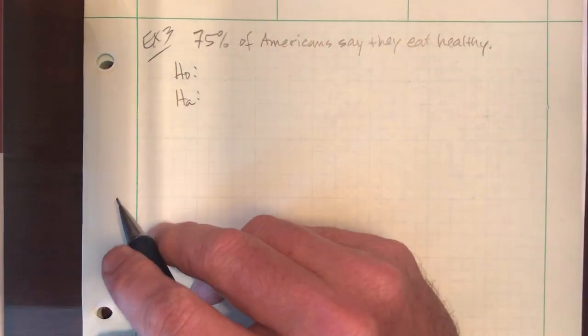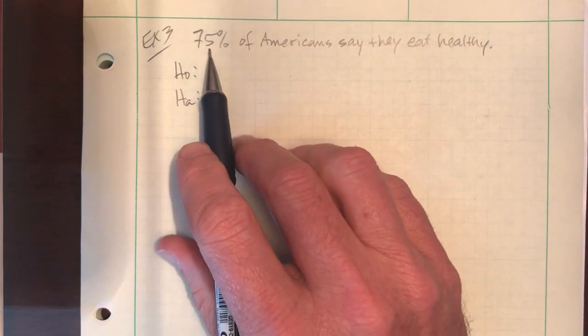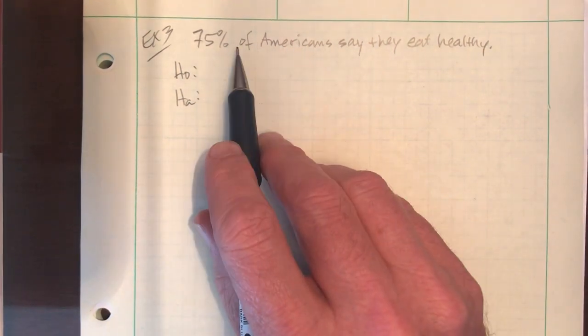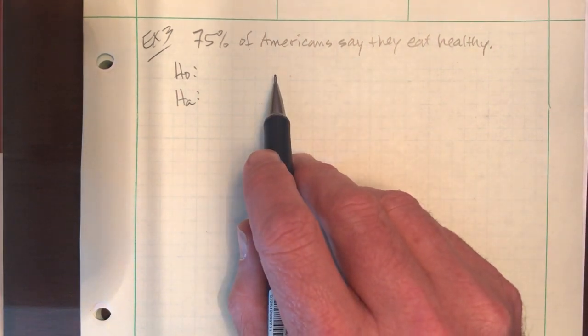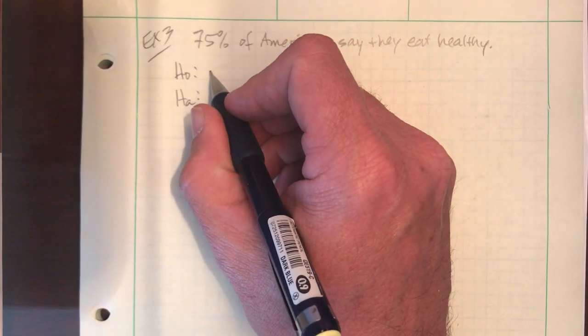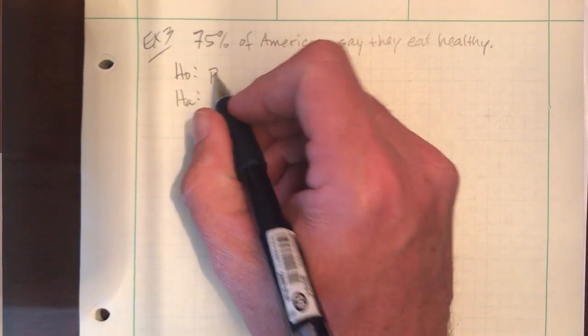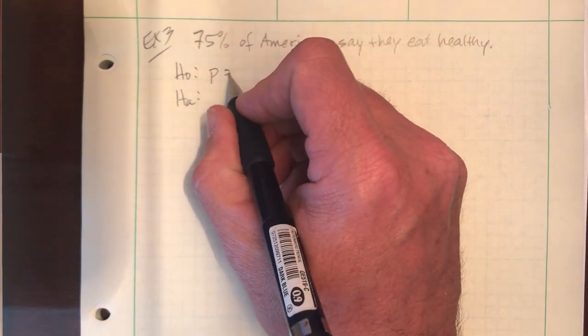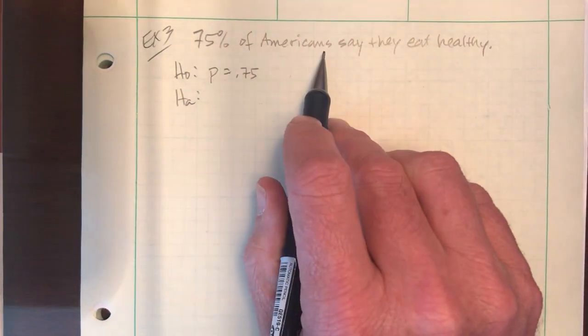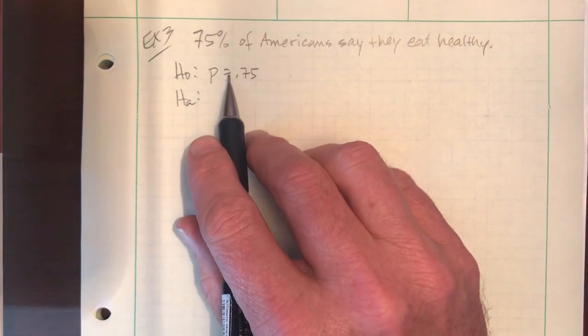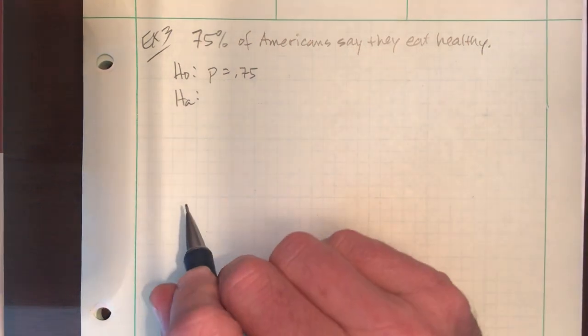either the null or the alternative. Does this sound like it includes the equal sign? 75% say they eat healthy. I think it does. In fact, we'd use the P for proportion equals 0.75. That's exactly what that is saying. Why did I put it at the null? Because the null always gets the equal sign.